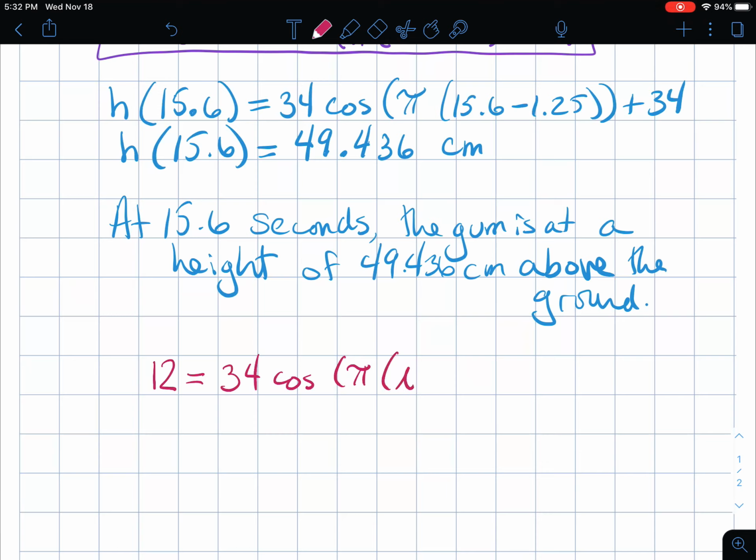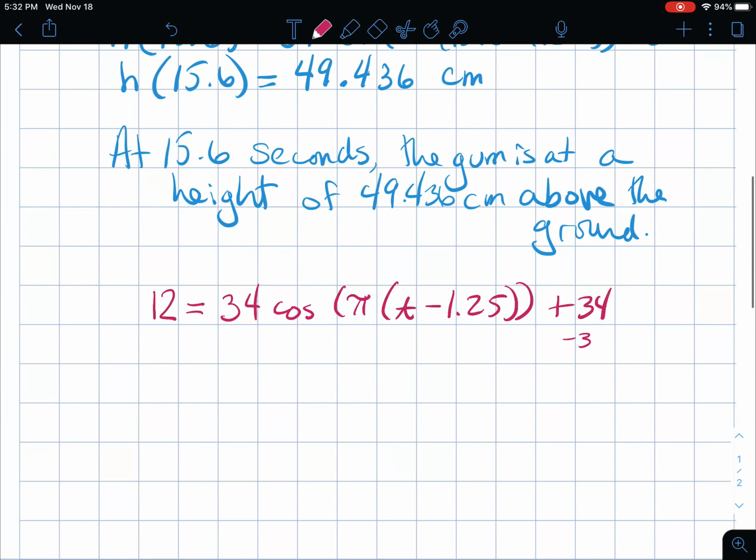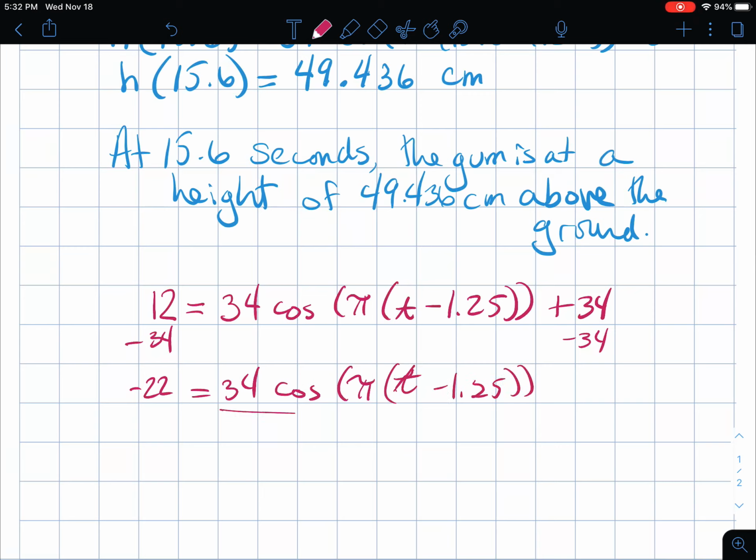Okay, so we're going to use that original equation that we came up with. We'll subtract 34 from both sides. So we get negative 22 equals 34 cosine π, whoopsies, that's supposed to be a t, minus 1.25. We divide both sides, wow, by 34.